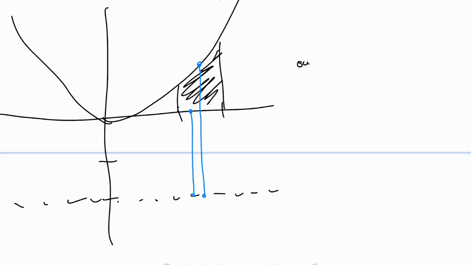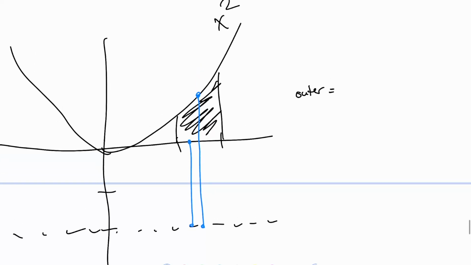What do you say? Can I poll the audience? What do you say for the outer here? This is x squared, by the way. X squared plus 2. Yeah, as I was thinking this through, I would have said x squared minus negative 2, because negative 2 is the point on the bottom, which is x squared plus 2.